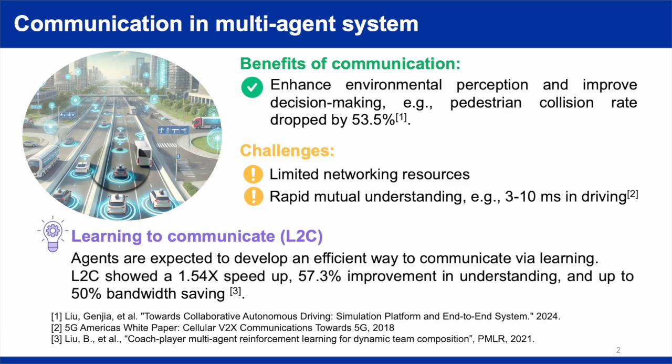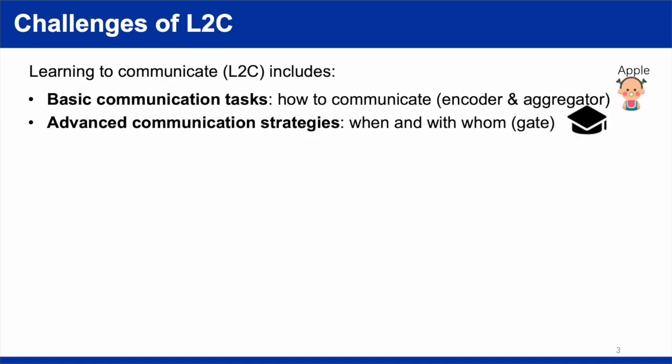Therefore, agents are expected to develop an efficient way to communicate while learning, which we call learn to communicate. Learn to communicate has shown a great performance in enhancing understanding accuracy and speed, while also reducing bandwidth usage. Learning to communicate includes basic communication tasks and advanced communication strategies.